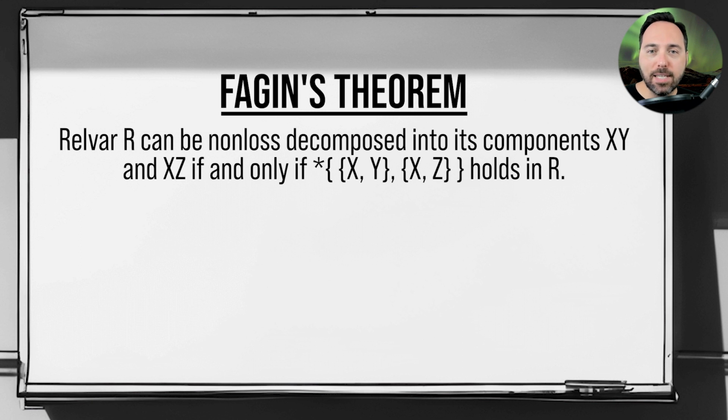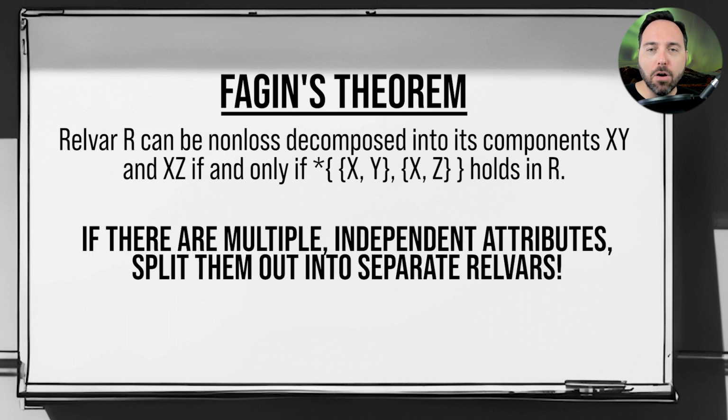What's nice about this theorem is, as we recall from Heath's theorem in a prior lecture, Y and Z are generic. They don't have to mean one attribute. Yes, in fourth normal form, Y and Z are individual attributes, but the same still holds even if we have 3 or 4 or 5 attributes in a join dependency. Another way of putting Fagin's theorem is, if there are multiple independent attributes on a rel var, split them out into separate rel vars.